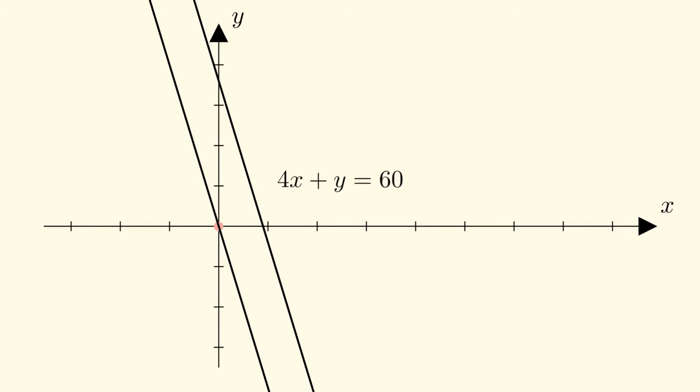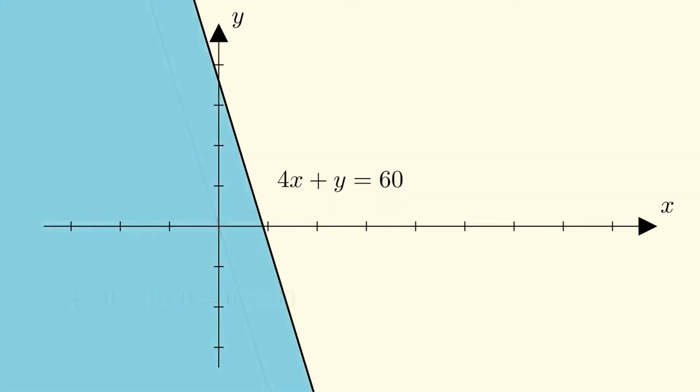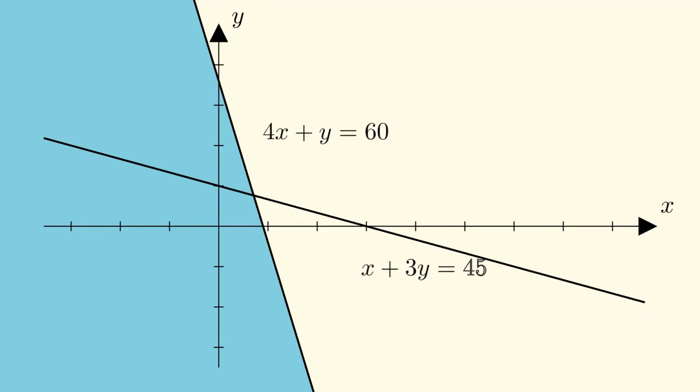So this line we made will have the equation 4x plus y equals n, and since it passes through the origin, x equals 0 and y equals 0 must satisfy the equation. So 4 times 0 plus 1 times 0 is equal to n, which is equal to 0, which is less than 60. So the half plane in which the origin lies and this line lies must be the one that corresponds to our constraint. And similarly, we can plot the second inequality.